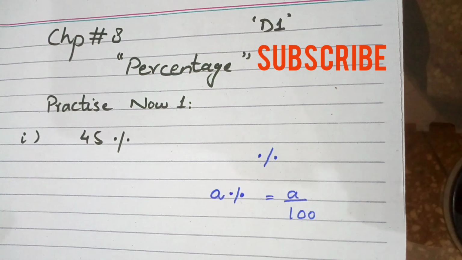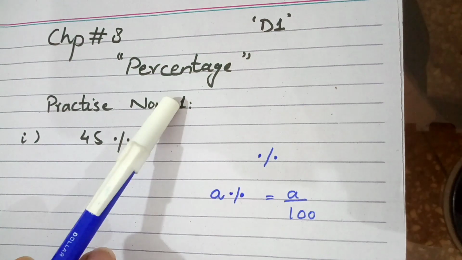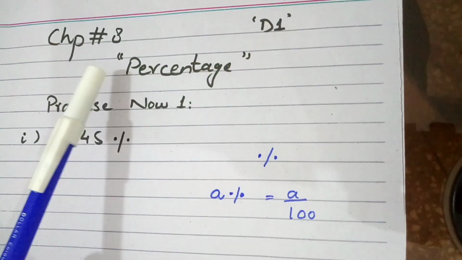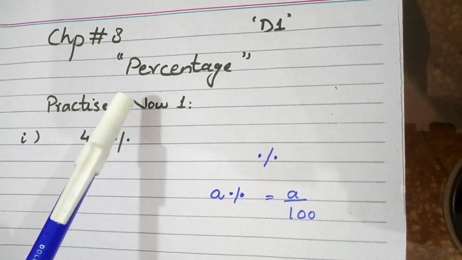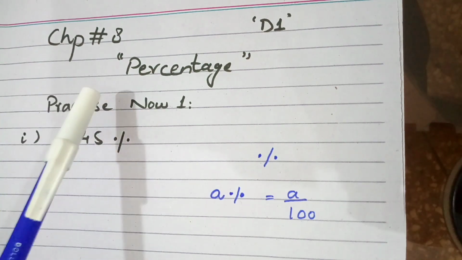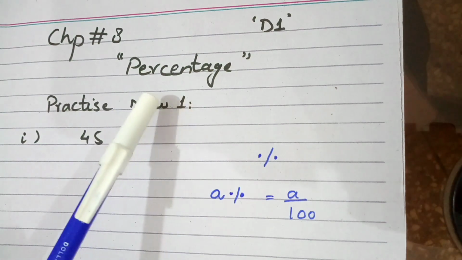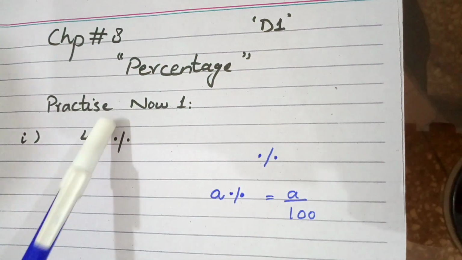So students, today I am here with chapter 8, Percentage, of Book D1. This is chapter 4 in the new books, and in the old book it is chapter 8, that is Percentage, so you don't need to be confused about it. Today we will do Practice Now.